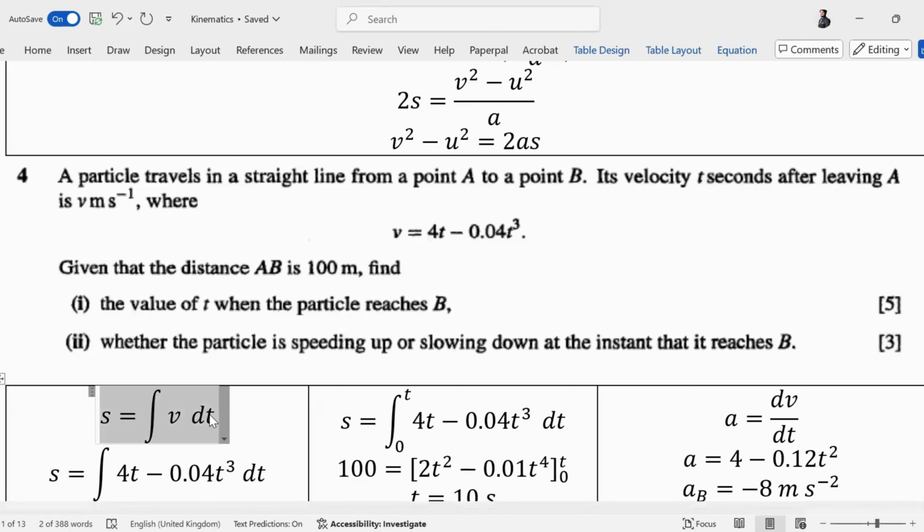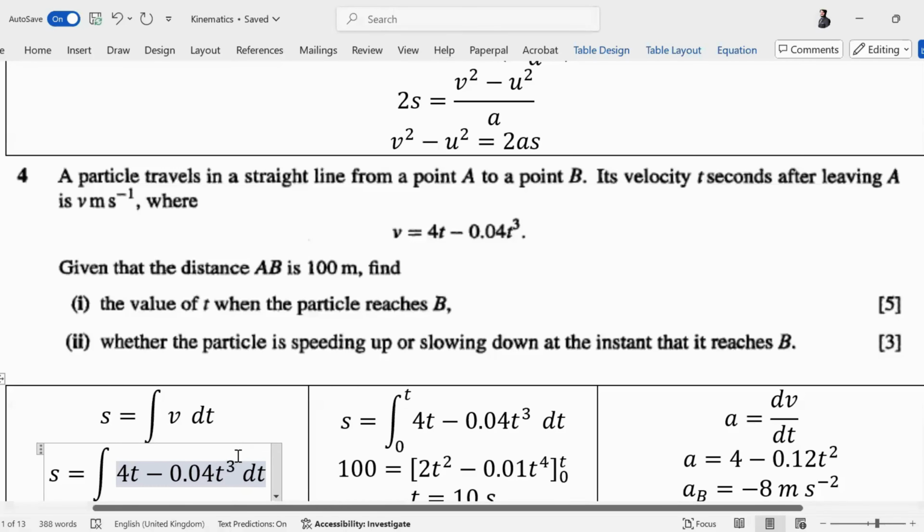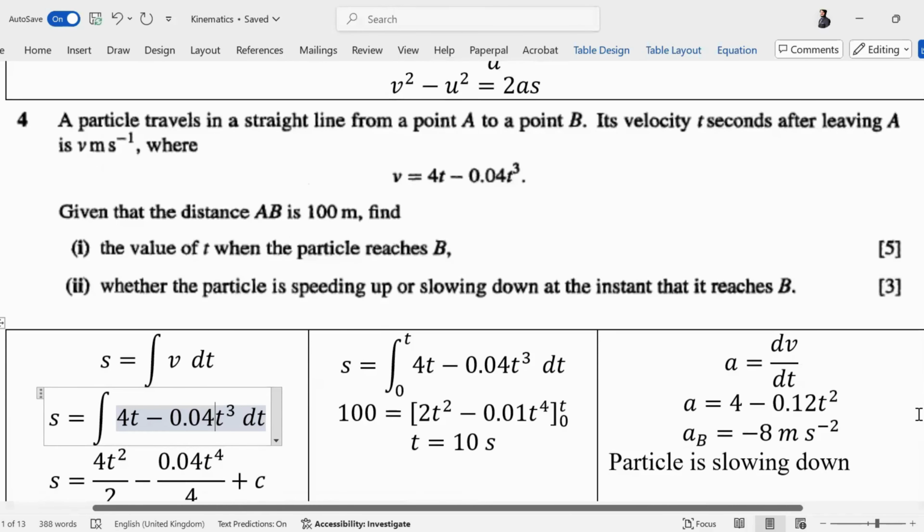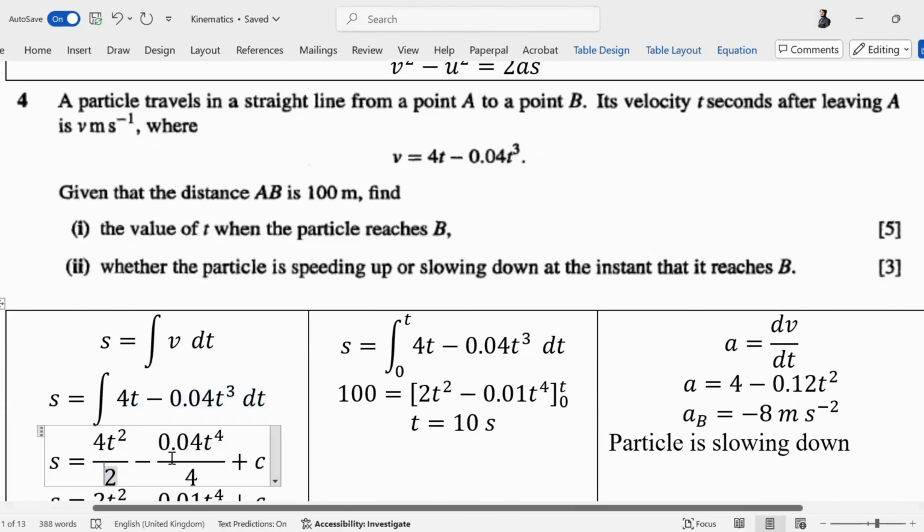When you integrate velocity with respect to time, you will get displacement. So what do you get? Yes, we'll integrate it in simple algebraic ways. T की एक पावर बढ़ जाएगी: 4t square upon 2 minus 0.04 t to the power 4 upon 4, and then plus c.